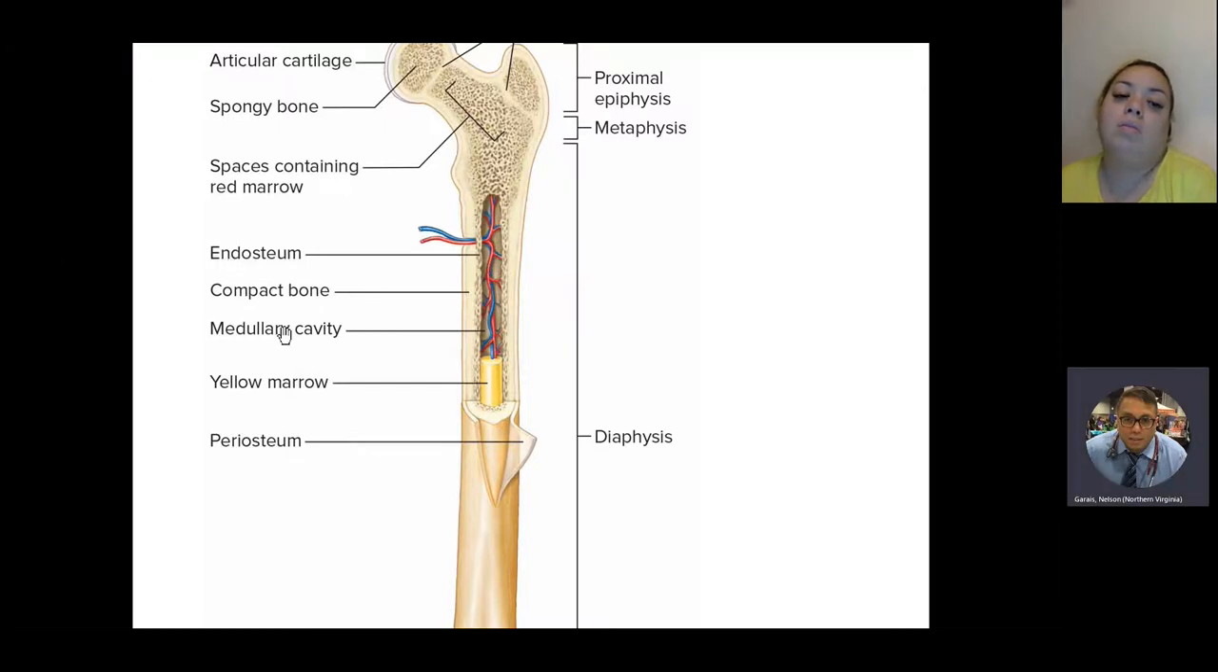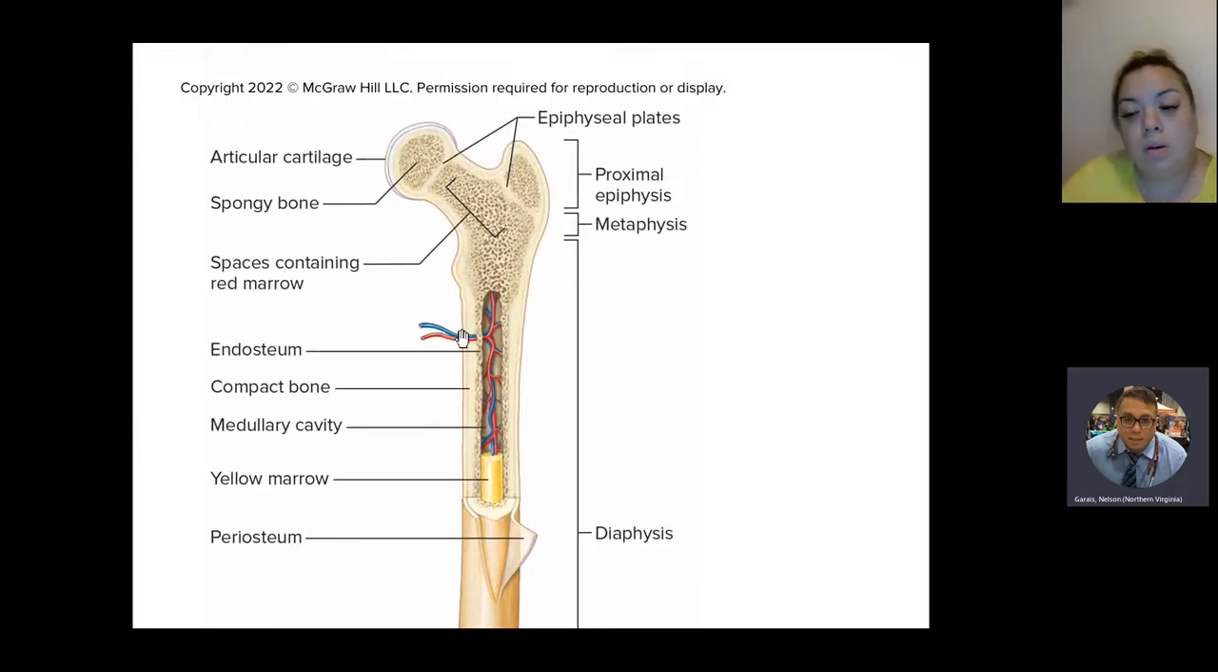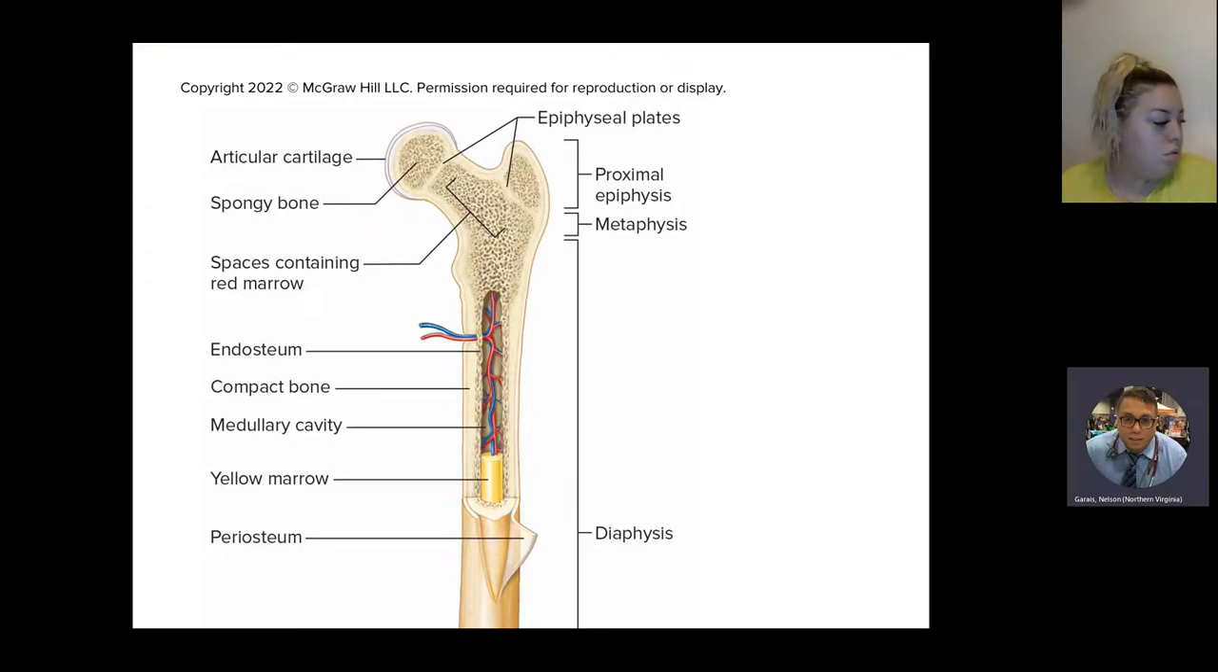Endosteum. So endo means inside, peri means outside. And remember, it was done in layers, and that's why this thing's crazy strong. You will also see here an epiphyseal plate. Now, what's an epiphyseal plate? That's the area where you grow when you grow up. And when you peak, like in the seventh grade, which I did for height, the epiphyseal plate turns into your epiphyseal line.